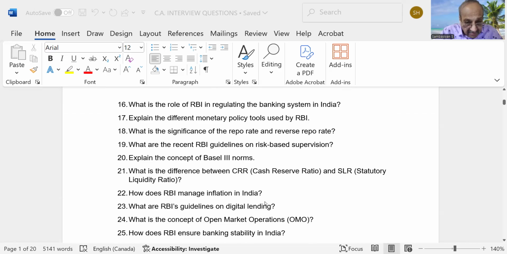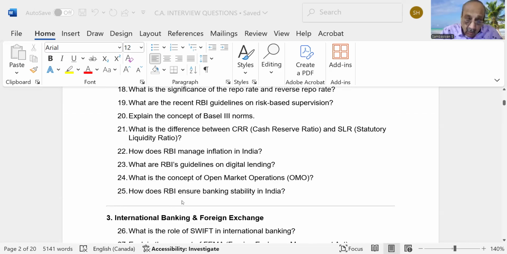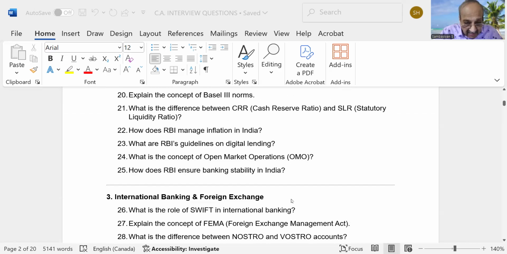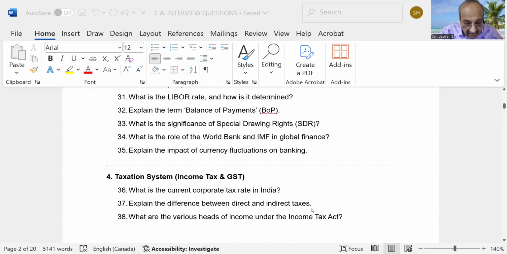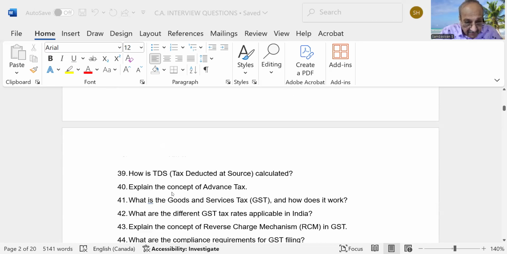Explain the concept of Basel III norms. How does RBI ensure banking stability in India? Explain the concept of foreign direct investment and foreign portfolio investment. Explain the impact of currency fluctuations in banking.